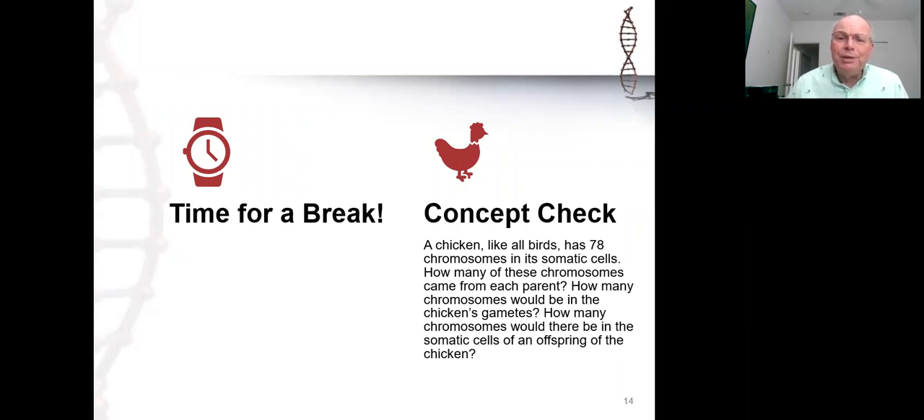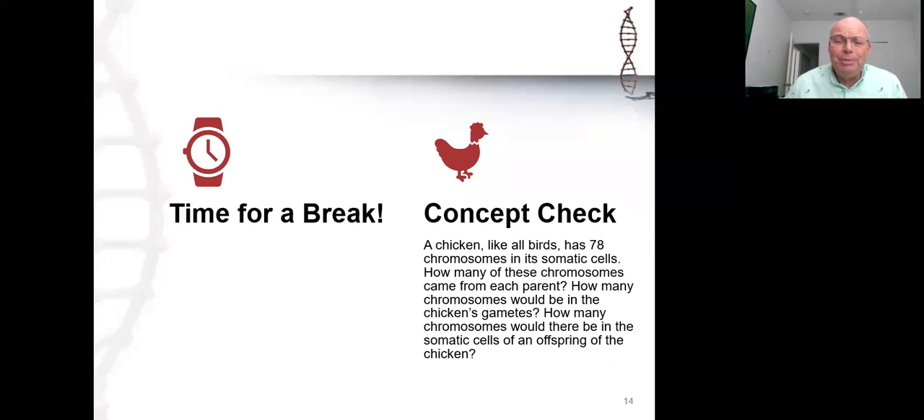How many chromosomes would be in the chicken's gametes? Well, that's also going to be 39, because we know the gametes have one complete set of chromosomes. They're haploid. And in this case, the haploid number would be half of 78, that's 39 again.